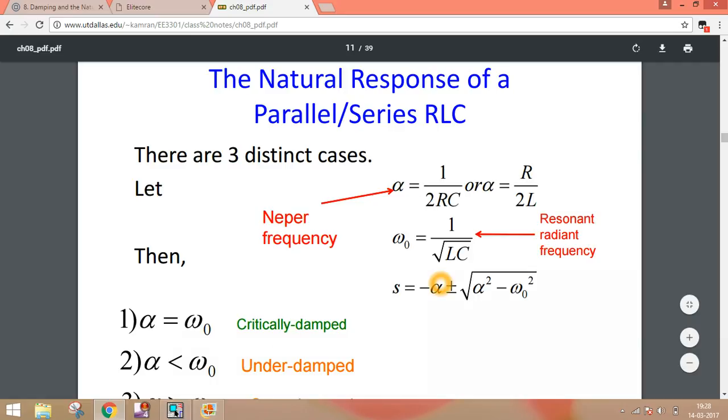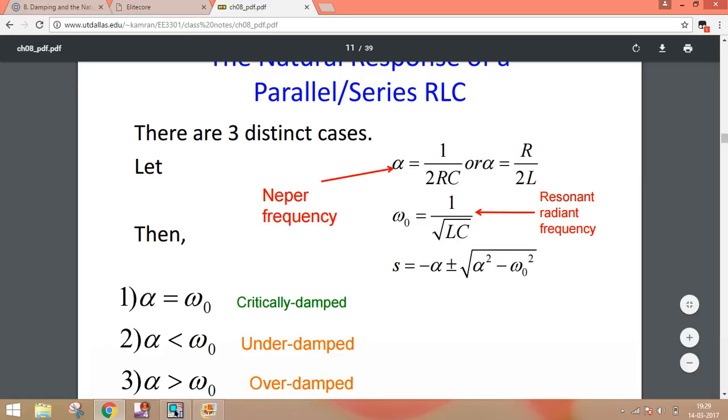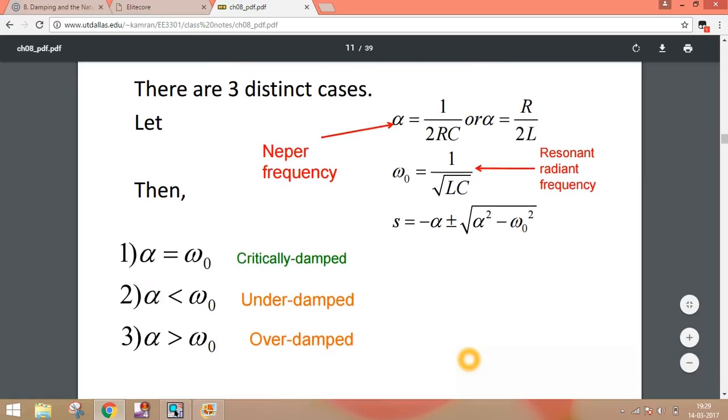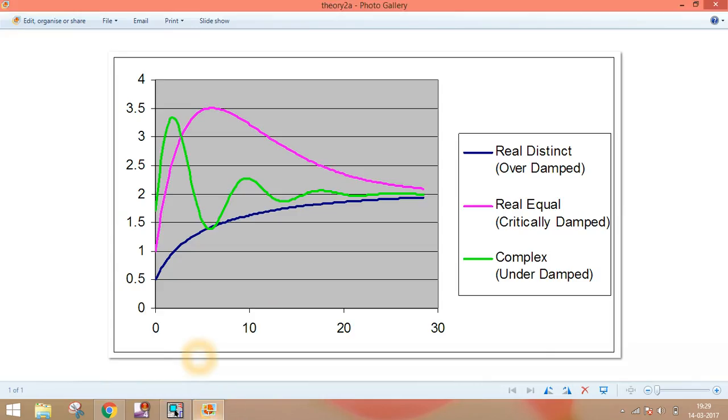So here the graph nature depends on this condition. If alpha is equal to omega naught, the graph is critically damped. If omega naught is greater than alpha, underdamped. If alpha is greater than omega naught, then overdamped. These are the three conditions of the graph. Omega naught is the same for series and parallel, the only change is alpha: for parallel 1 by 2RC, for series R by 2L. So how will the graph come? The graph will come like this.